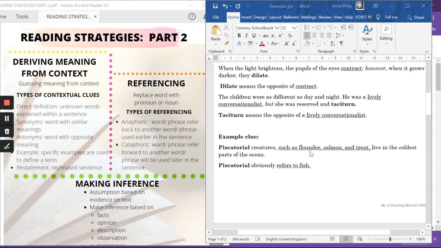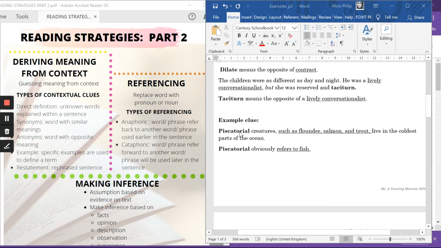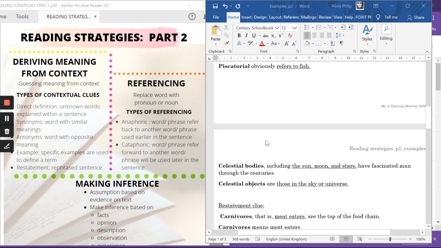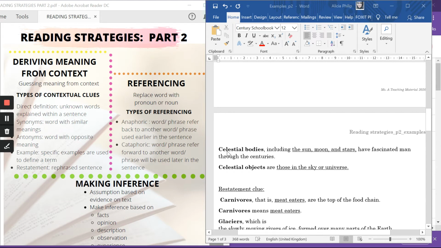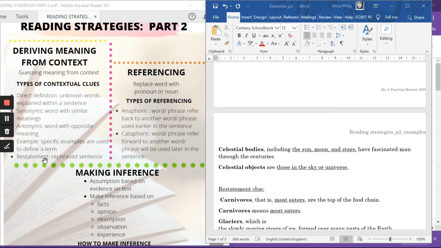Okay, so you see, examples are also important to guess meaning. Now let's look at the next. Celestial body or celestial object. Sun, moon, stars. This is an example. So celestial object or celestial body means sky or the universe. Now, sometimes they are also a rephrased sentence or restatement of a word.